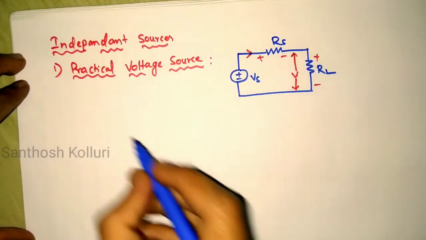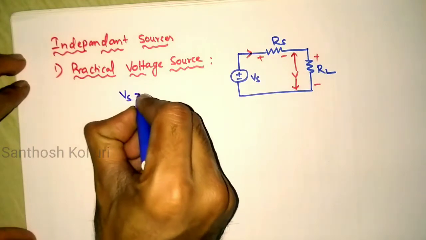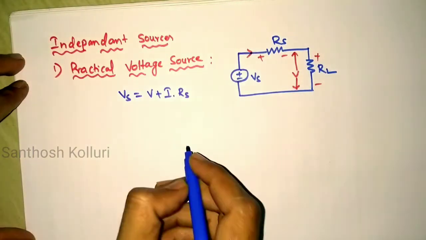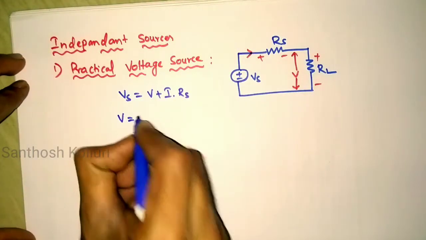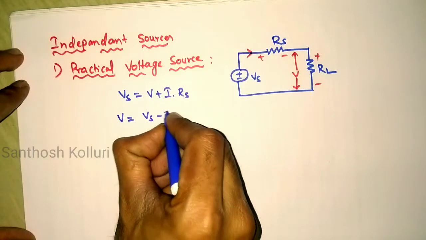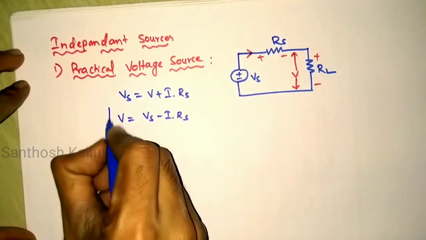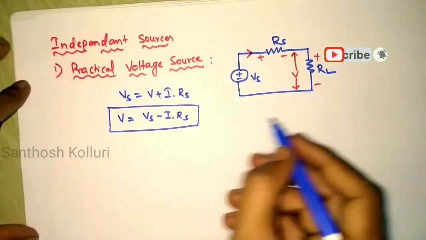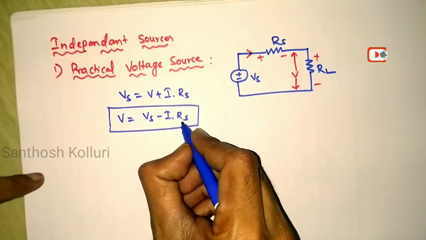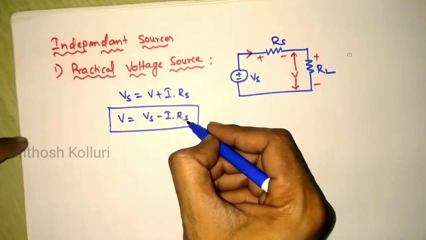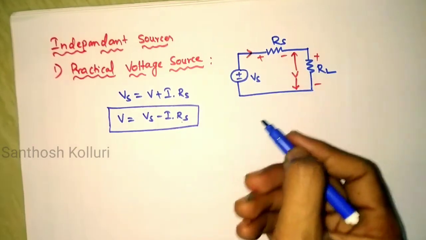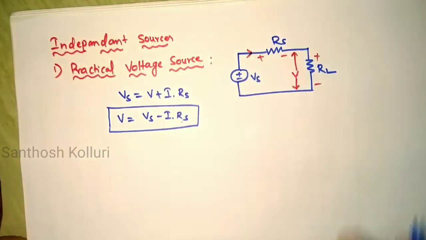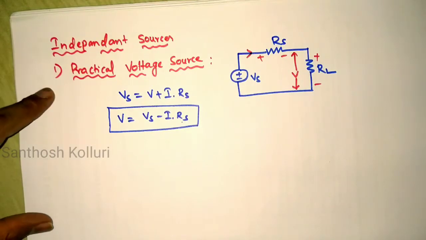If I write KVL, then Vs can be written as V plus I into Rs. From this, the terminal voltage V can be written as Vs minus I into Rs. This is the equation of a practical voltage source, the terminal voltage across a particular load. Here Rs is the internal resistance of the voltage source, I is the current flowing through the internal resistance, and the terminal voltage V is the source voltage minus this drop, the drop caused by the internal resistance.